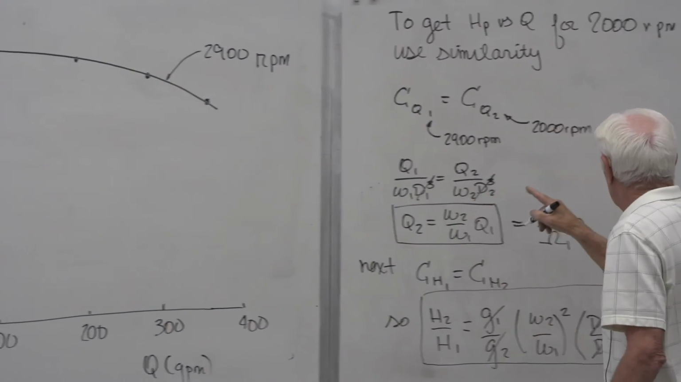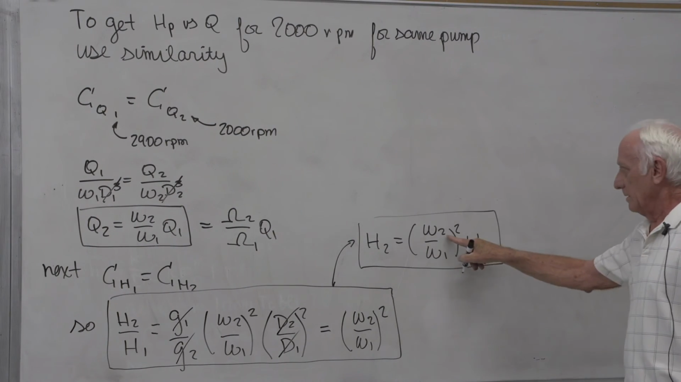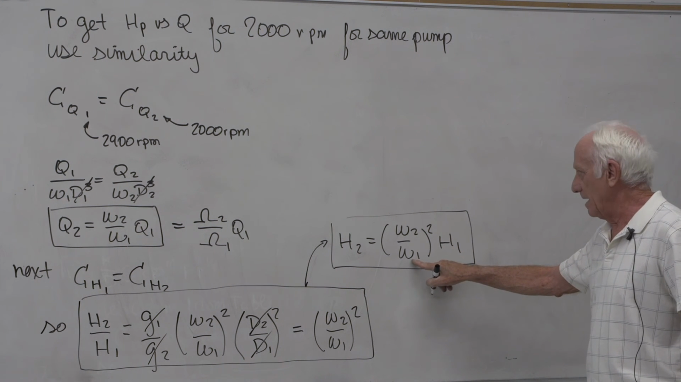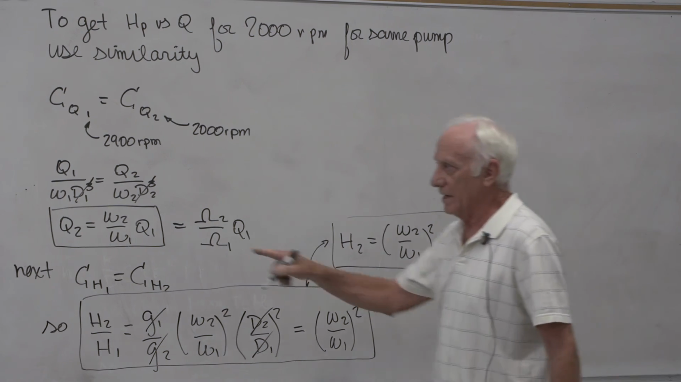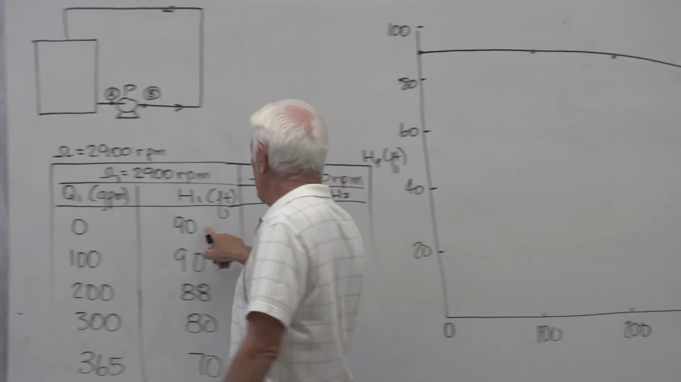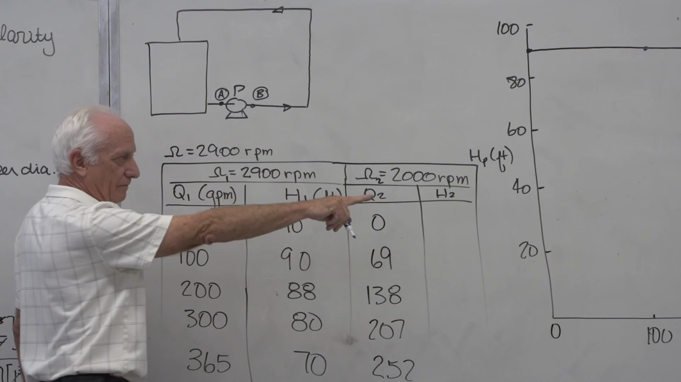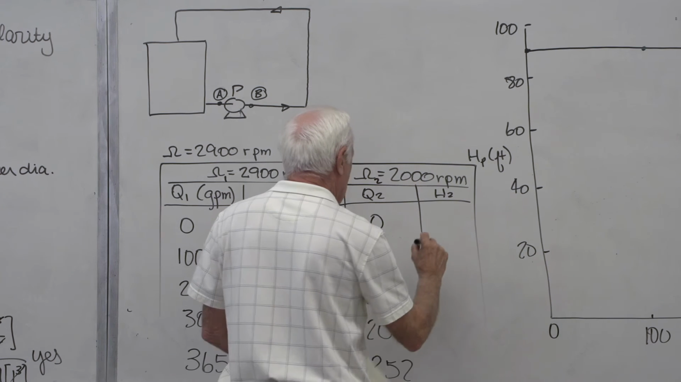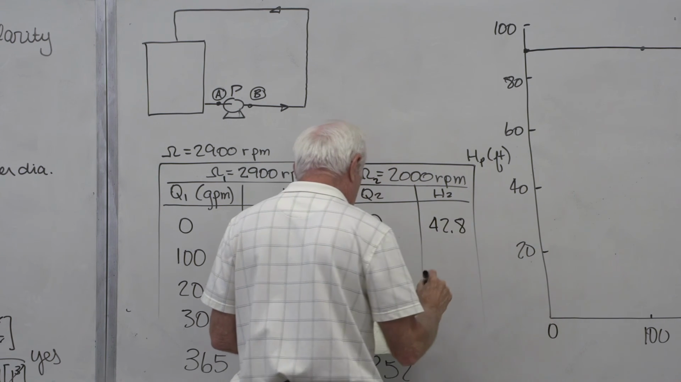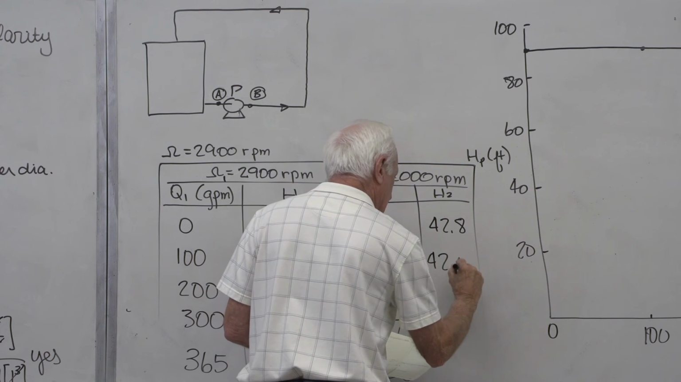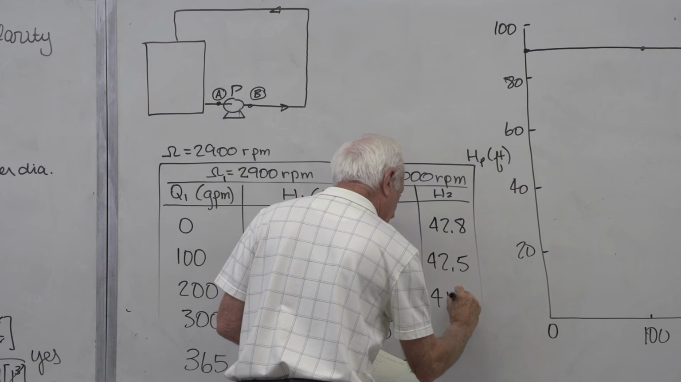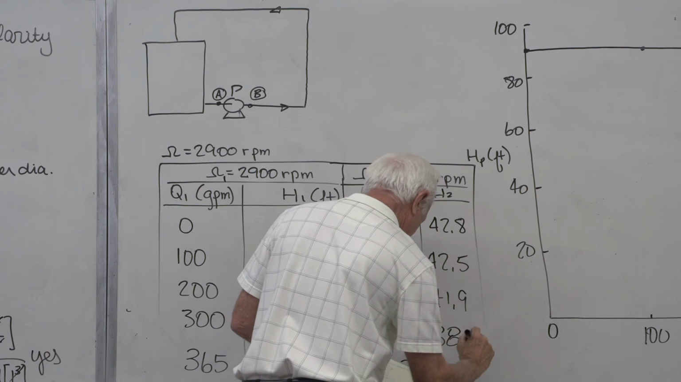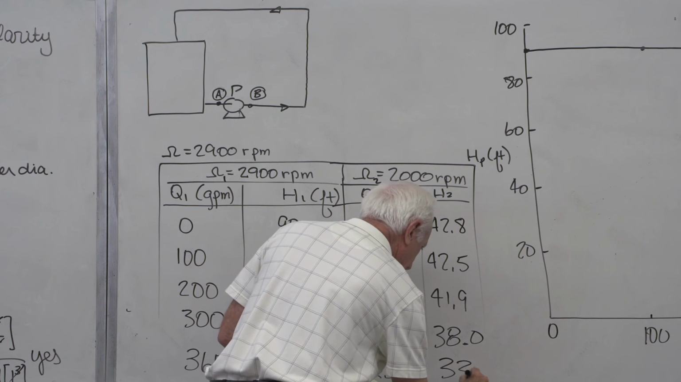Now I want H2. Okay, there, right there. There it is, H2. Omega 2, 2000. Omega 1, 2900. Square it times H1. Okay, here's H1. 90 times those RPMs squared. 42.8. 42.5, 41.9, 38.0, 33.3.